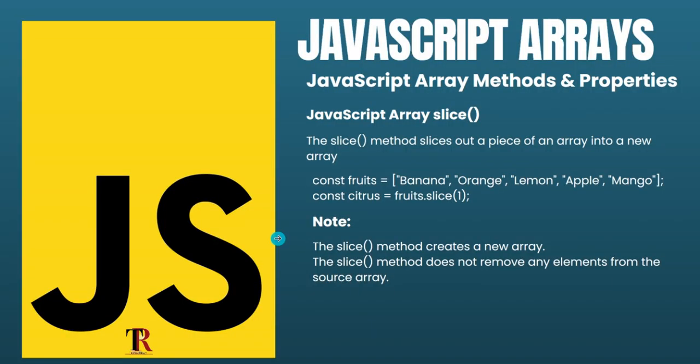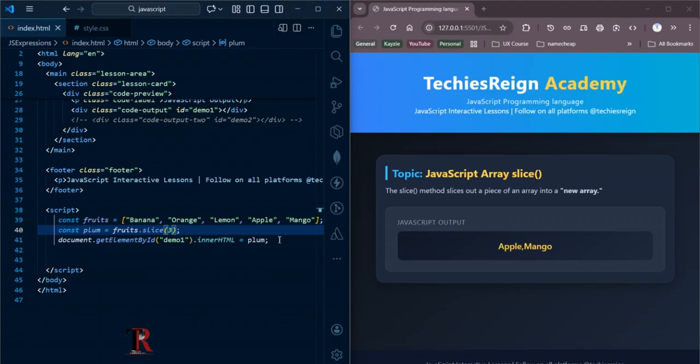Now, things to note about the slice method. The slice method creates a new array. The slice method does not remove any element from the source array, which means that it keeps the original array. And let's just quickly talk about what that is.